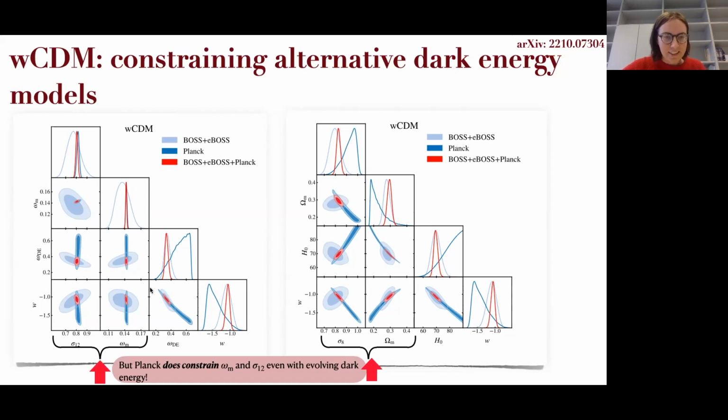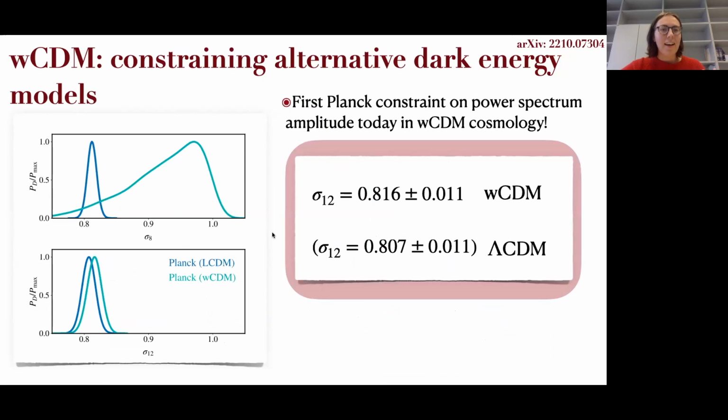However, the point here is that only certain combinations of w and dark energy density are allowed. So you see that there is this really tight degeneracy that sets the angular diameter distance and sets the value of sigma 12. And just to really drive this point home, I want to compare here sigma 8 and sigma 12 for Planck in lambda CDM in dark blue and in wCDM in green. And you can see that actually Planck does not just constrain sigma 12 extremely well, it constrains it just as well as it does in a lambda CDM universe. And therefore our work provides the first Planck constraint on the power spectrum amplitude today in cosmologies with varying dark energy density.